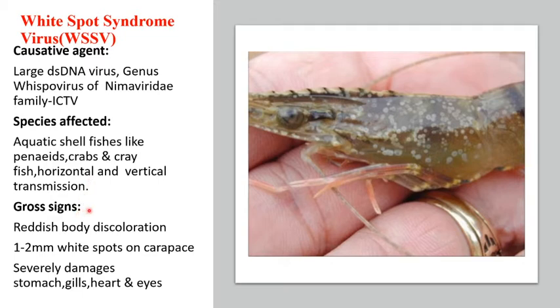Horizontal transmission is through waterborne or foodborne routes, or from organism to organism; that is called horizontal transmission. Gross signs of this disease. Affected shrimps are lethargic, show reddish body discoloration, and during the advanced stage of disease, characteristic 1 to 2 mm diameter white spots could be seen on the carapace, appendages, and inside surfaces. So this virus severely damages shrimp stomach, gills, heart, and eyes. Cumulative mortality typically reaches 100% within 3 to 7 days of infection.